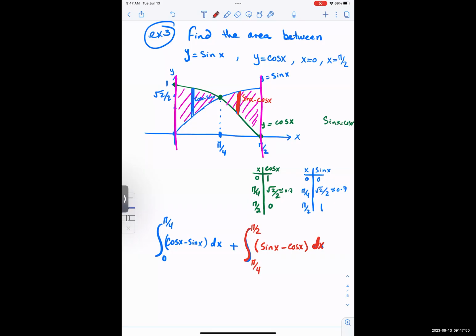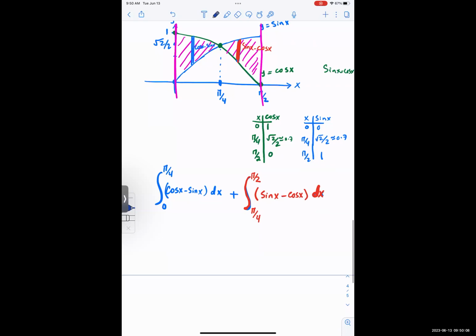You calculate each of these integrals, and then you add them together. Let me write one more step and then give you time to complete it. That's right, Greg. Okay, so integral of cosine is sine. Integral of sine is negative cosine, but with the negative of subtraction it is positive, from 0 to pi over 4.